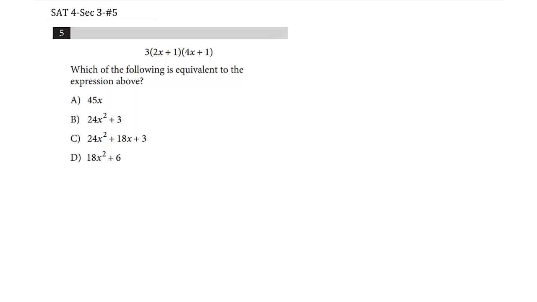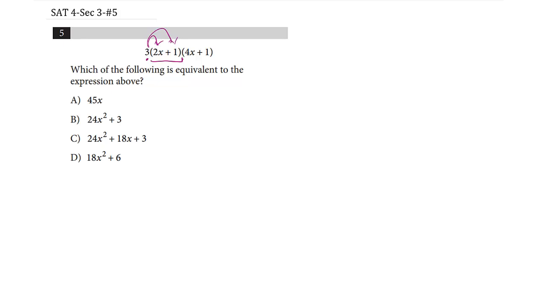Which of the following is equivalent to the expression above? Anytime you see quantities, that means binomials, trinomials, whatever it is inside of parentheses, if you have parentheses that are next to each other, like so, with things inside of them like 3 and 4, it implies multiplication. So all we're doing is just multiplying here. Now, let's go ahead and start multiplying this 3 into this first binomial, and we do that by distributing.